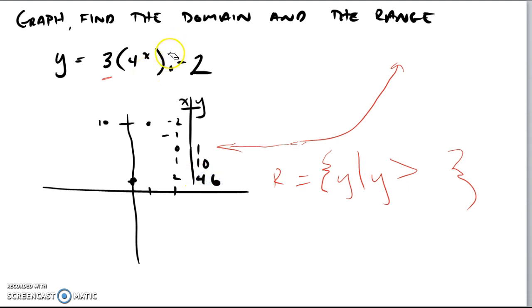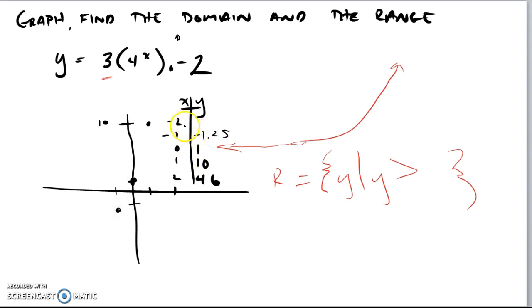And I graphed 1, 10, and 2, 46 is way up here near where I wrote the problem. And now if I put in -1, then I get 1/4. 3 times 1/4 is 3/4. 3/4 minus 2 is -1.25. Wait, 3/4 minus 2. Yeah, -1.25. Okay, so now we're down here at -1, -1.25, just right about here.